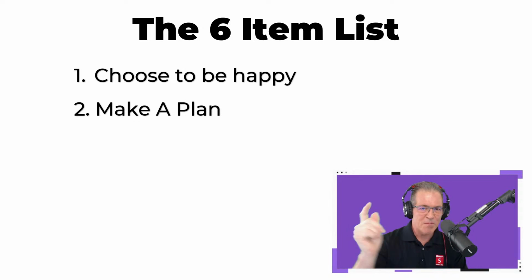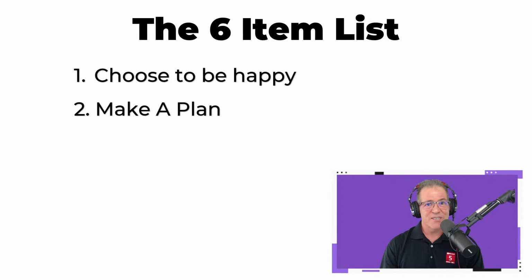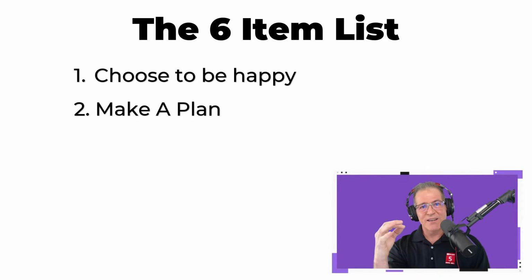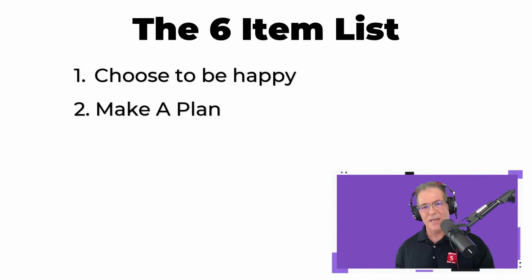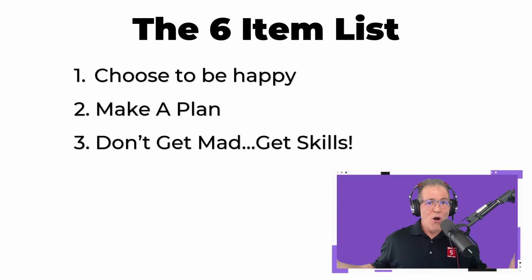Woohoo! Let's go and make a plan. Your 6-item list is a plan. 6 items every single day. Write down. Whatever you complete by the end of the day, cross it off. What you didn't, put it on the new list and add enough items to make your 6-item list every single day. Make a plan. Then always don't get mad. Get skills just like today.